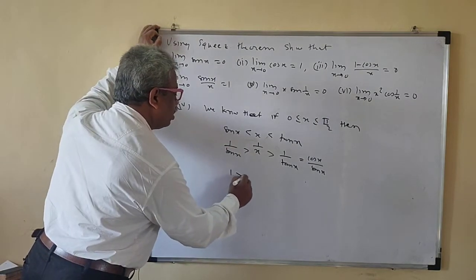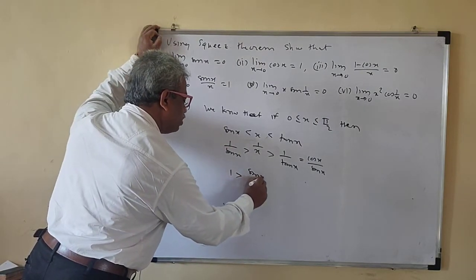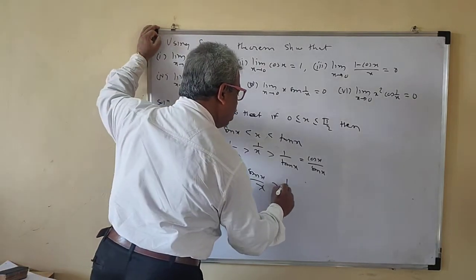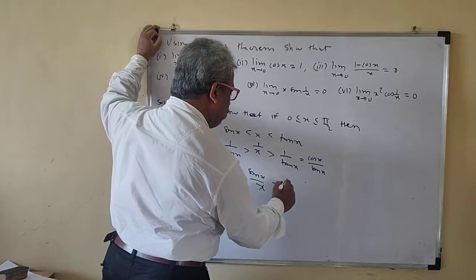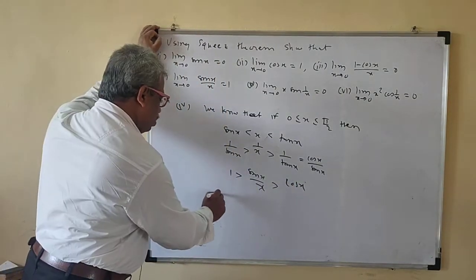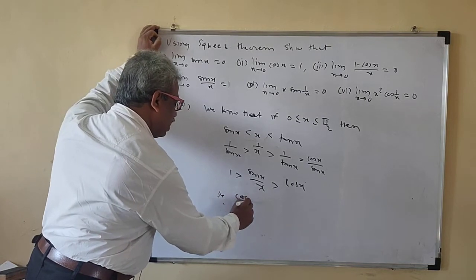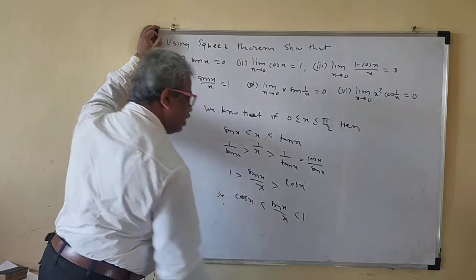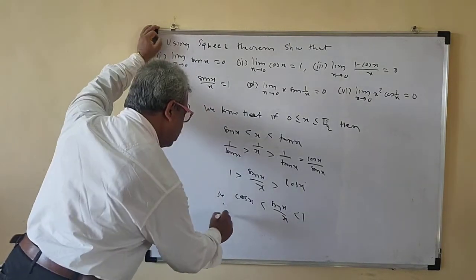So this is 1 greater than sin x upon x is greater than 1 is greater than cos x. Okay, so that is cos x is less than sin x upon x is less than 1. Now we'll take a limit.